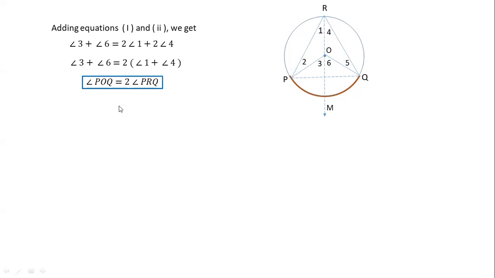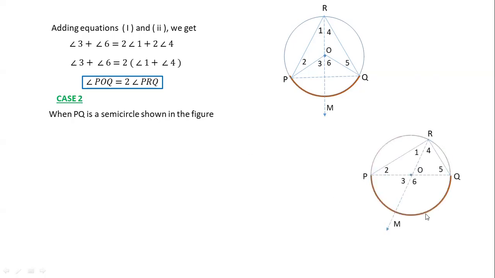PRQ. Clear? So this is case 1 which we have proved. That is, the central angle is twice the inscribed angle. Now we'll take case 2. Case 2, what is the condition? PQ is a semicircle as shown in the figure. So I am again drawing the second case here. This is the figure now. Semicircle. Clear? Now, again, the same proof.